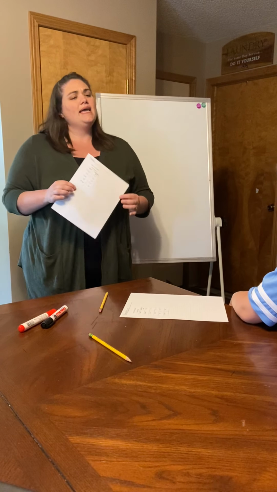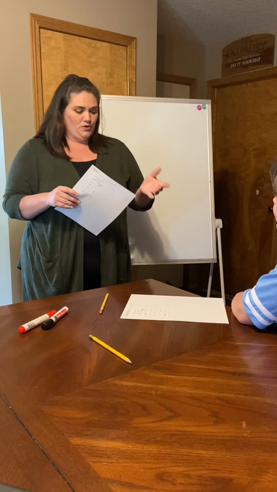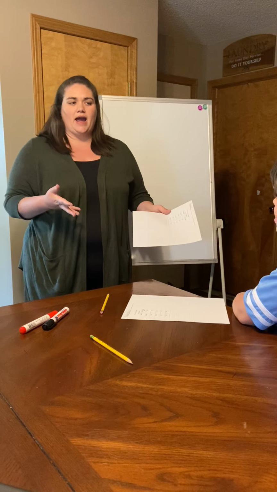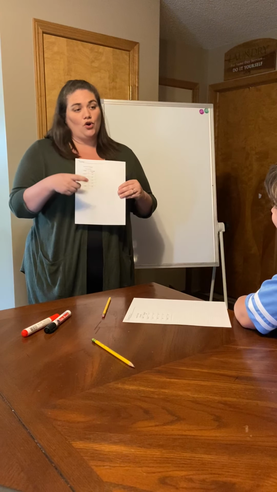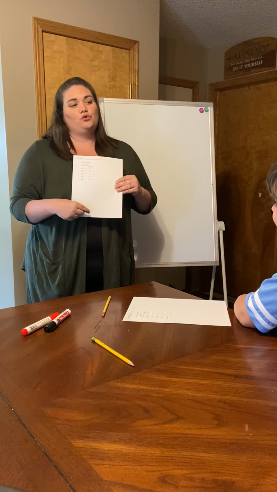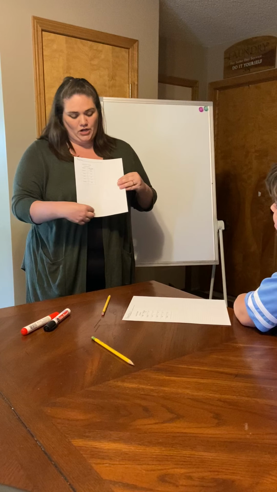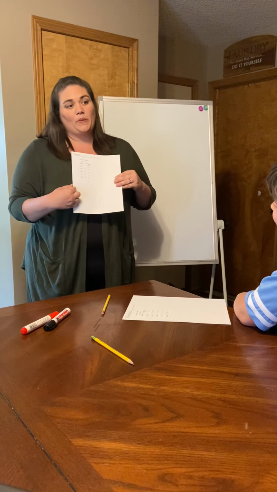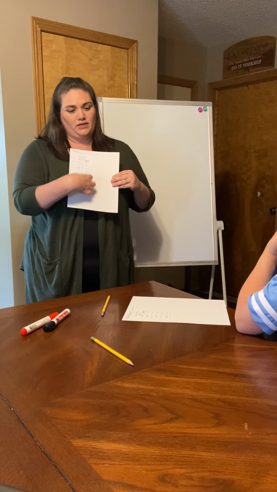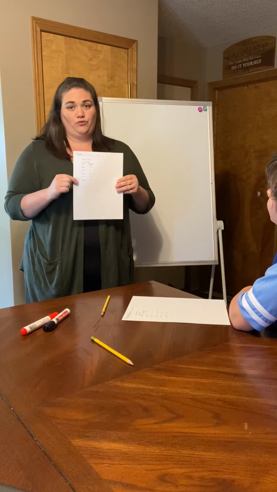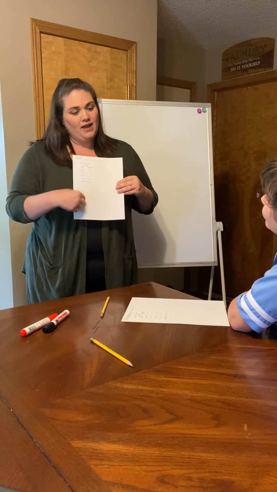Can anyone tell me what a bar graph is? I don't know. You don't know? Perfect. So a bar graph is a type of graph that uses bars or columns to show the information in the data chart. Bars or columns can go vertical, up and down, or horizontal, right to left. They can go this way or this way. Our bar graph that we are going to make today is going to go vertical, up and down.